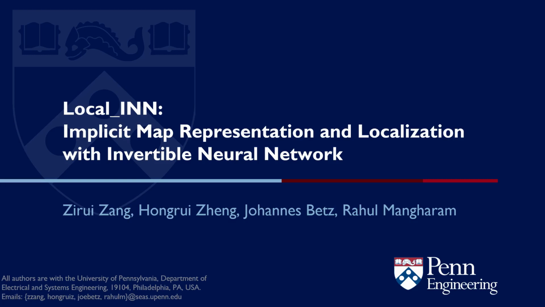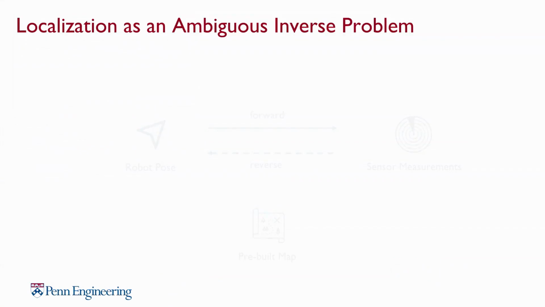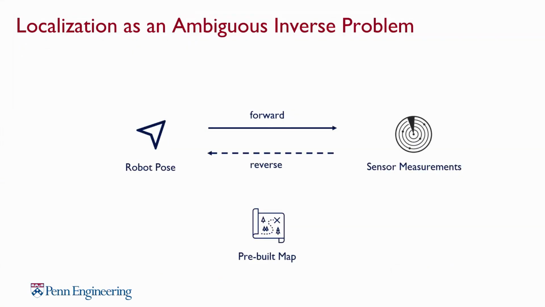Local-in: implicit map representation and localization with invertible neural networks. My name is Zirui. Robot localization is an inverse problem of finding a robot's pose using a map and sensor measurements.